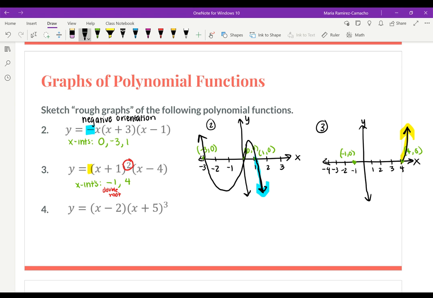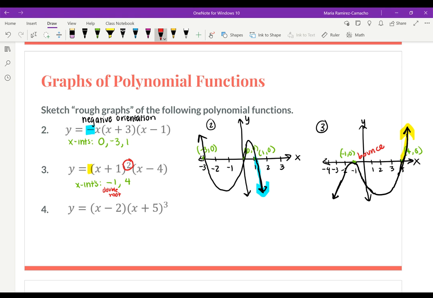Now backtracking, this graph is going to go straight through the x-axis at 4 because that's a single root. But then as we're going up to touch the x-axis at negative 1, this is going to bounce right off. Again, bouncing off because this is a double root, and that's what happens at double roots. Okay, there's a rough graph for number 3.